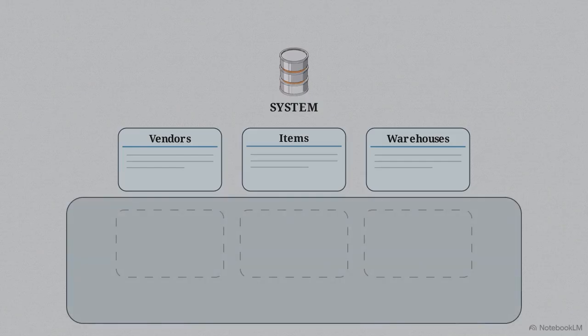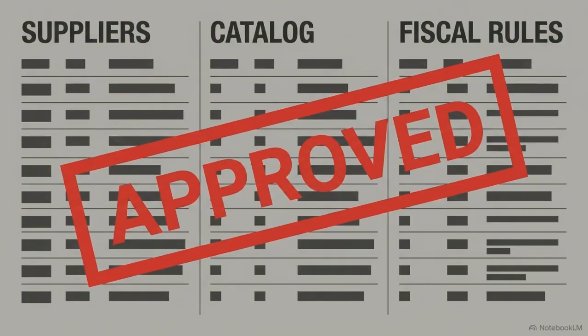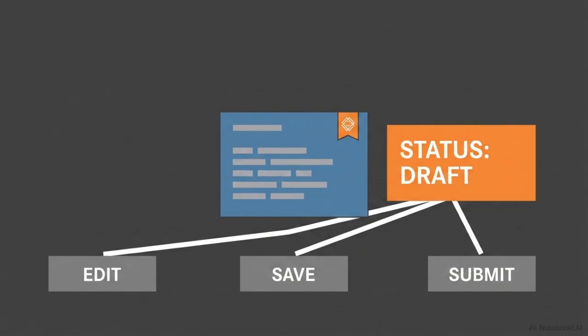Before a single purchase occurs, the system requires a foundation of master data. This is a pre-approved, unchangeable reference list of vendors, items, and tax codes that every transaction must point back to.